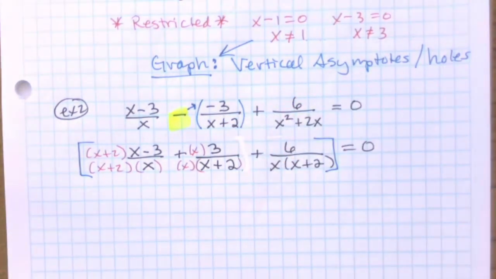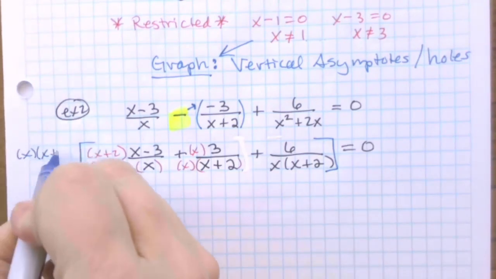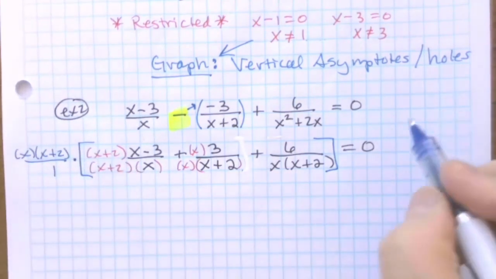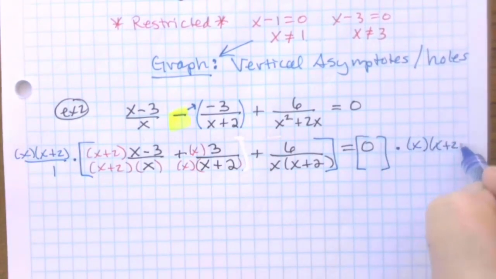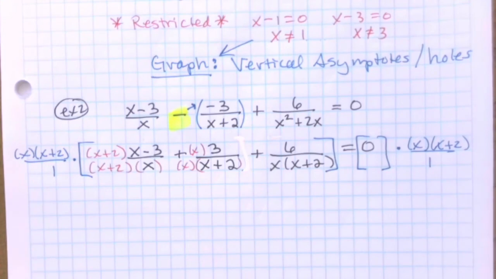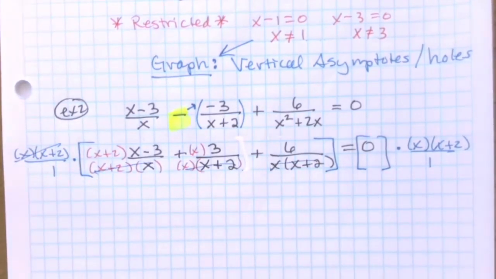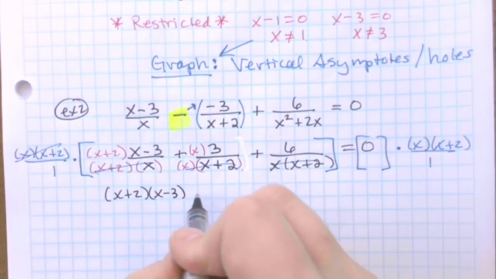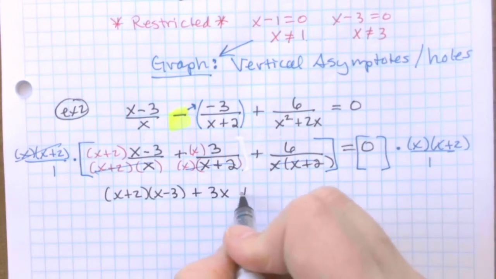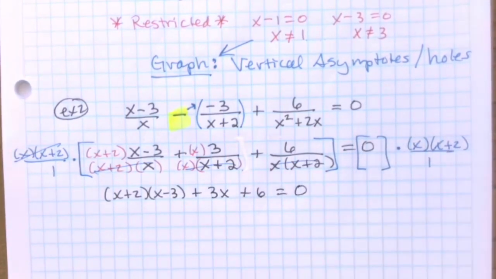everything on both sides by the common denominator over 1. Over here, same thing, by the common denominator over 1. And what happens is all of the denominators cancel out and you get the tops. x plus 2 times x minus 3 plus 3x plus 6 equals, and of course this times 0 is 0.